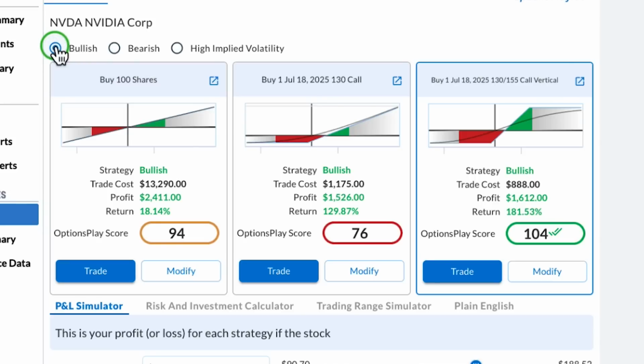And the idea of the OptionsPlay tool is so that for any stock you pick out, you can have different outlooks. You can have a bullish outlook, a bearish outlook, and for options traders, we have a strategy called high implied volatility, meaning what do you do when volatility is high, or how can you take advantage of the fact that a certain stock has high implied volatility today? So those are the three general outlooks that an options trader might take, right?